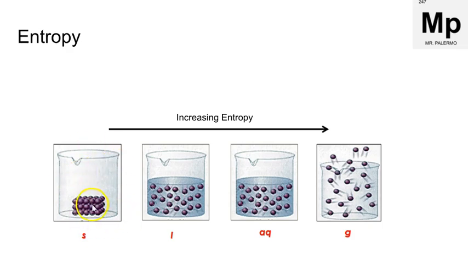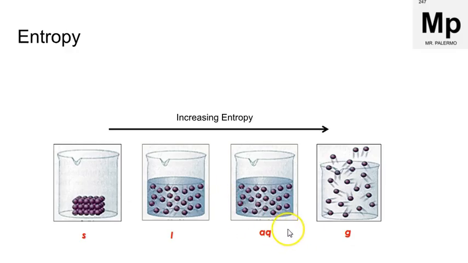And so if you look at a solid, since it's very rigid and very structured, there's not many ways we can orient these particles or arrange them differently. And so they have low entropy. As we get from liquid then to aqueous then to gas, we see gases have the most entropy because there's so many different ways we can orient these particles or arrange them differently, and that's why they have higher entropy.